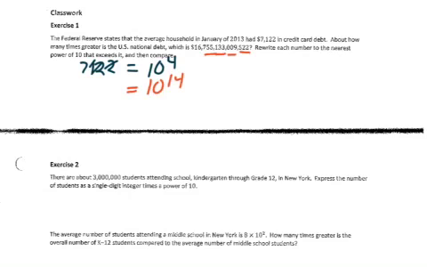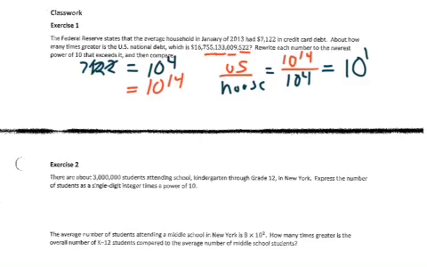So what am I going to divide? Well, I'm going to take the bigger number, the U.S. national debt, and divide it by our household. So that's going to give me 10 to the 14th over 10 to the 4th. Do your subtraction: 14 minus 4 is 10 to the 10th power. So when you do that, you get that the national debt is 10 to the 10th power times greater than the household debt.